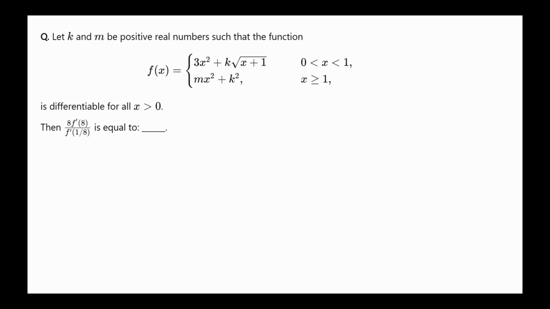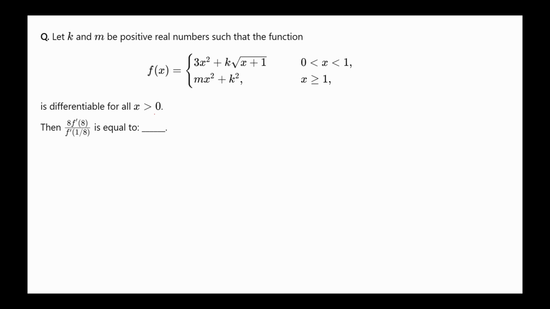Let k and m be positive real numbers such that the function is differentiable for all x greater than 0. Now they have told us to find out the value of f dash 8 and f dash 1 by 8. So first of all, if we look at the function, we have an unknown value which is k, we have an unknown value which is m. So we have to find out this. So how are we going to find out this?